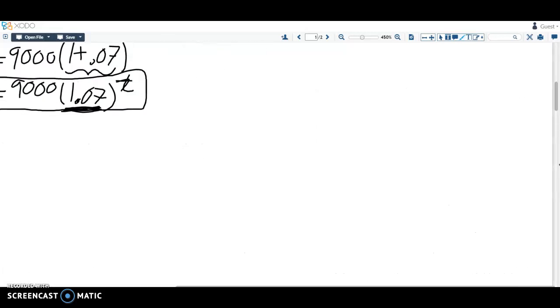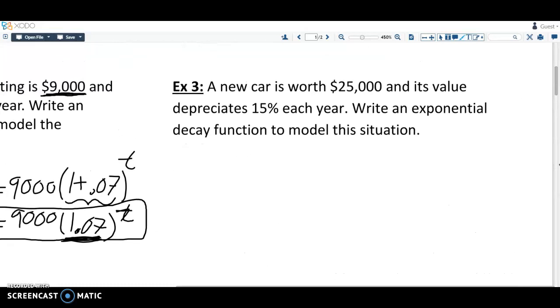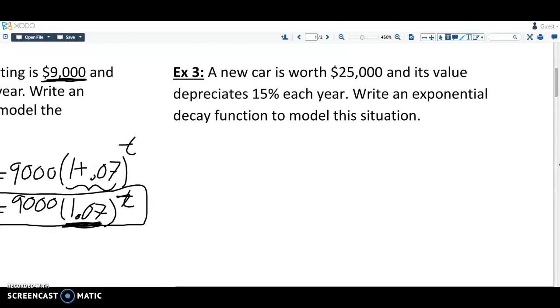Let's go to example 3. A new car is worth $25,000 and its value depreciates 15% each year. Write an exponential decay function to model this situation. Well, this word depreciates, you may not be familiar with it, but what it means is that the value of the car is shrinking.